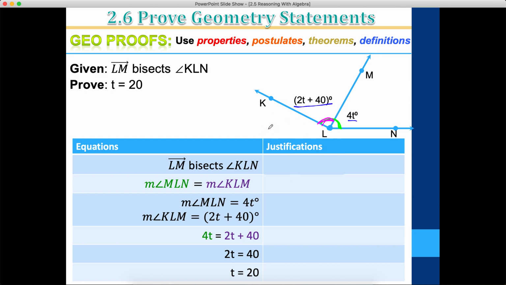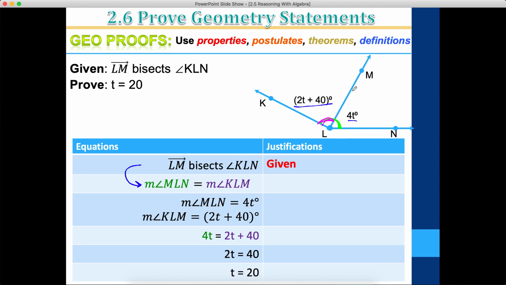If you want to pause for a minute and actually think this through, that'd be cool, but I'm just going to run through it right now. We know the first line is true because this is given information. It was straight up provided to us at the beginning of the problem. Next, we know that MLN is equal to KLM. In other words, this green is congruent to this magenta, and their measures are equal. That comes from the previous line, because that's what it means to be bisected.